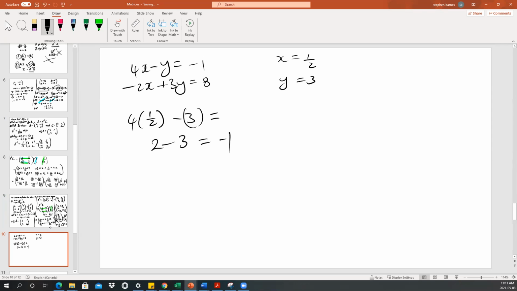And if we want to give ourselves extra work, we can use the second equation, hoping to get 8. So of course, this gives you minus 1, this gives you 9, and we'll get 8. So yeah, we're doing good.